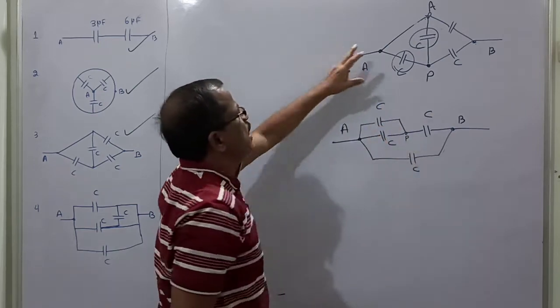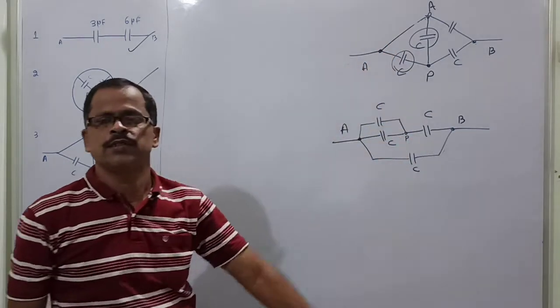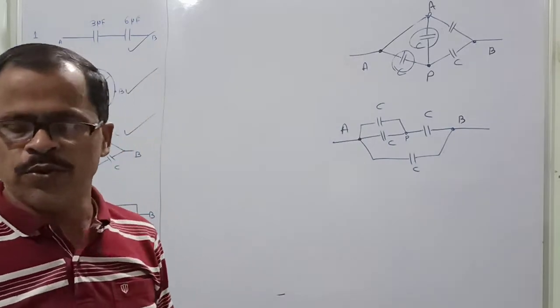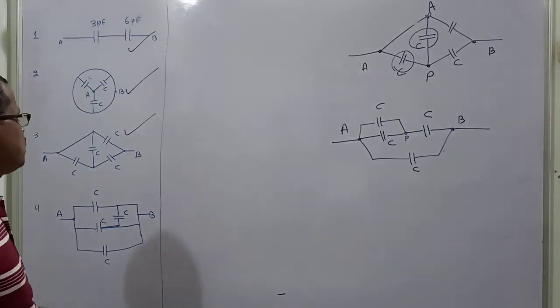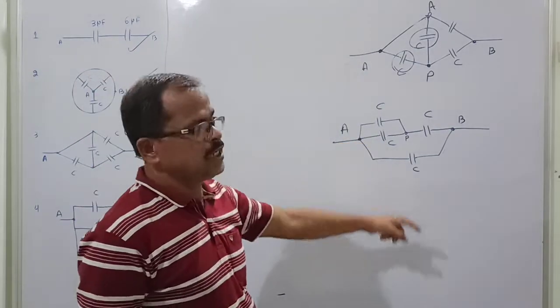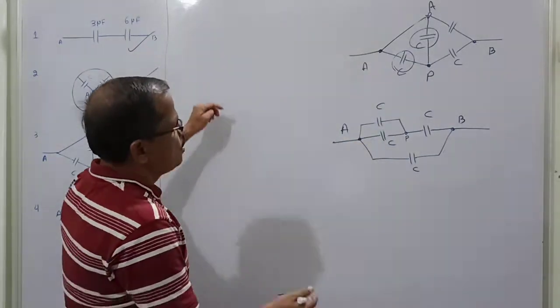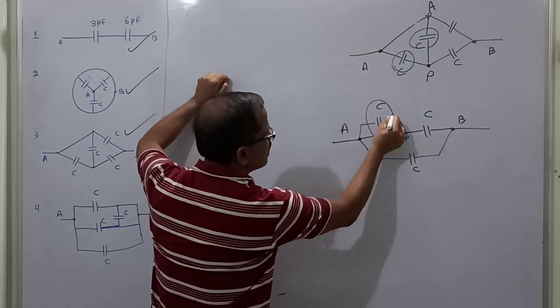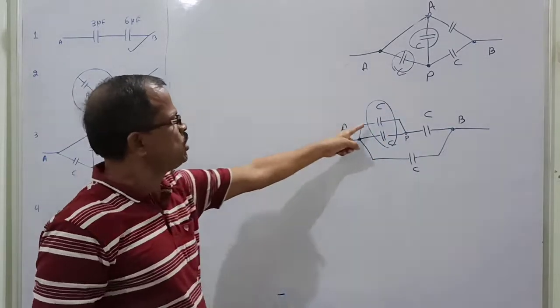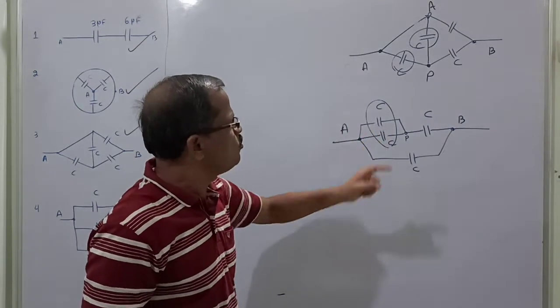Now this diagram is reduced to a simpler diagram where you know the parallel combination and series combination answers. Now in this case, we can calculate the net capacitance. Look here, this is C, this is C. So these two are in parallel. If these two are parallel, the net capacitance will be 2C.